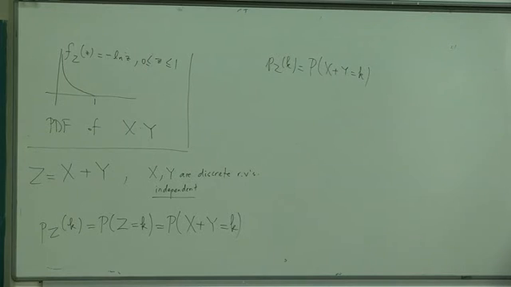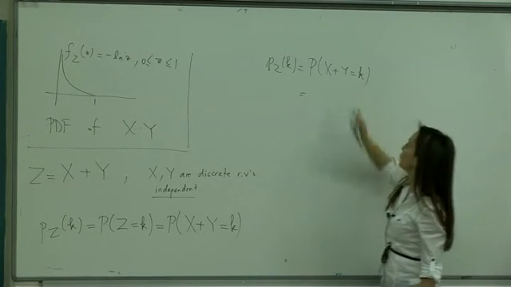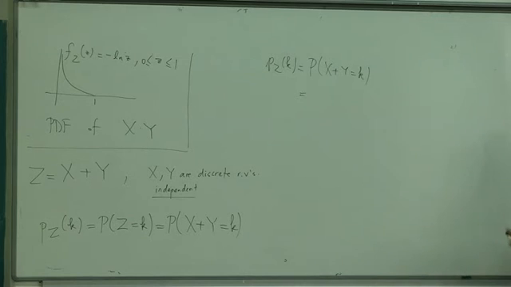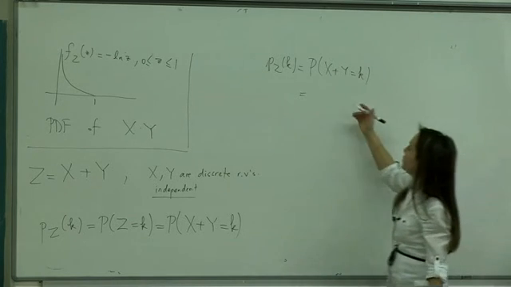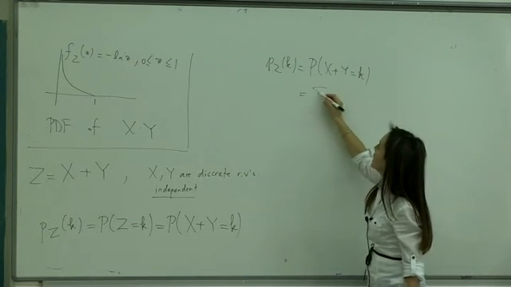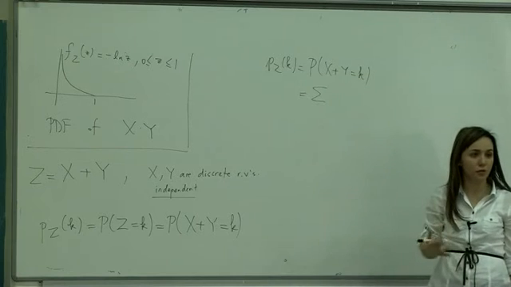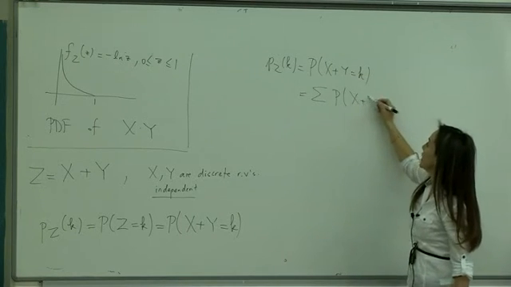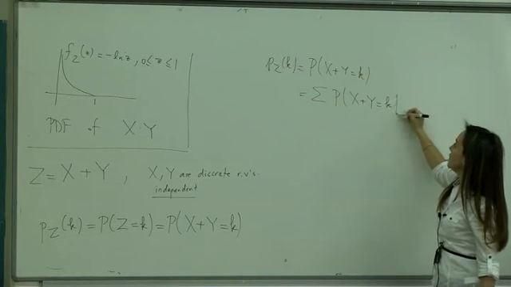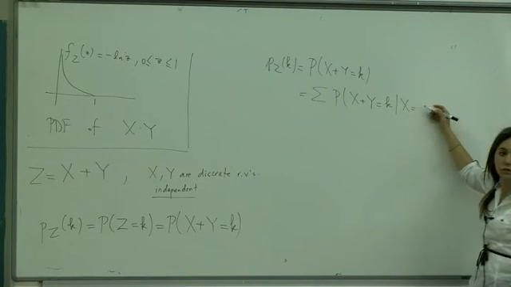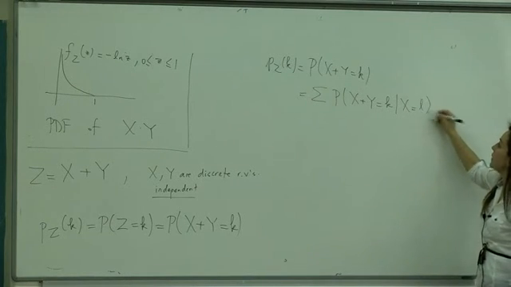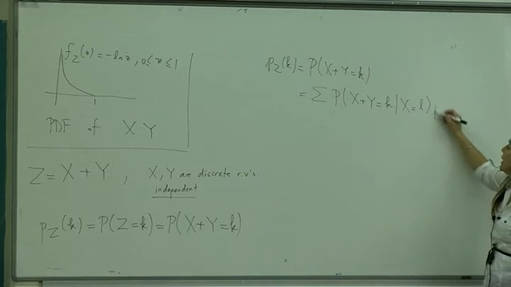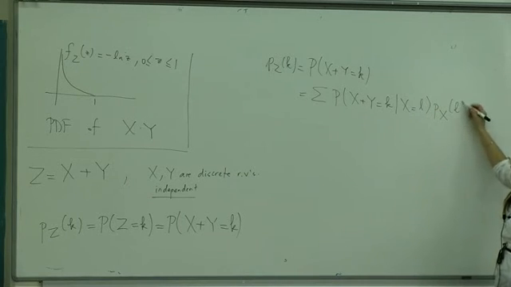I know the distribution of x and I know the distribution of y. Maybe I can make the total probability theorem come to my rescue again. How do we do that? Well, condition on different values of x, for example. The probability that x plus y sum to k, given x is equal to, I don't know, L, times the probability that x is equal to L, which is nothing but px of L.